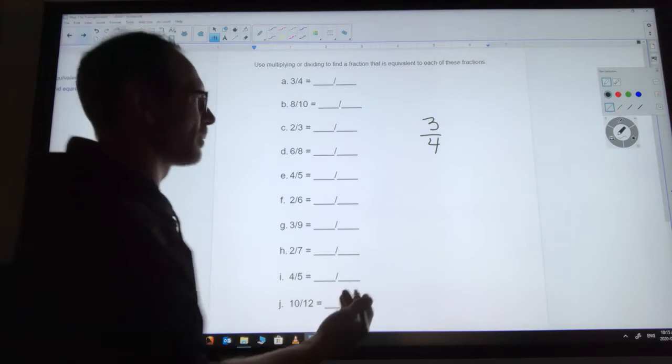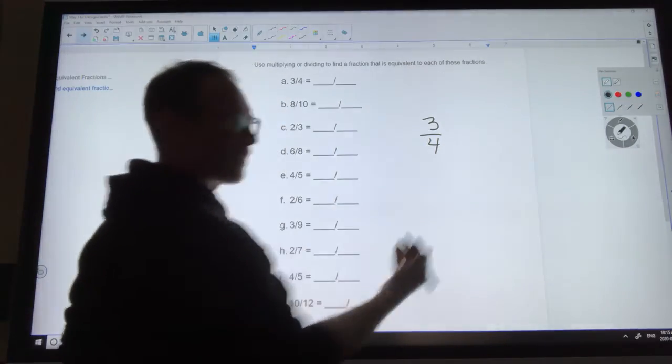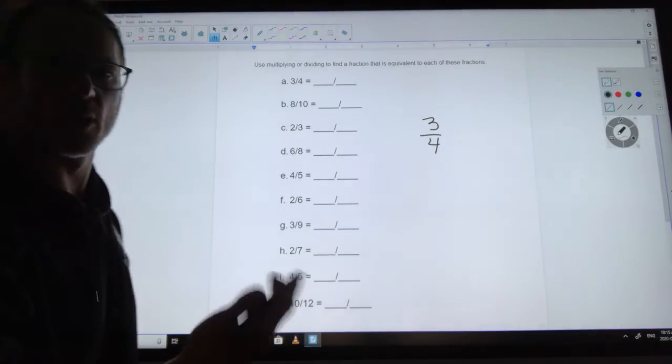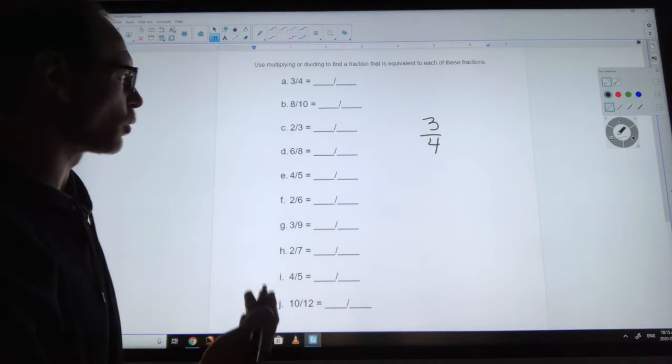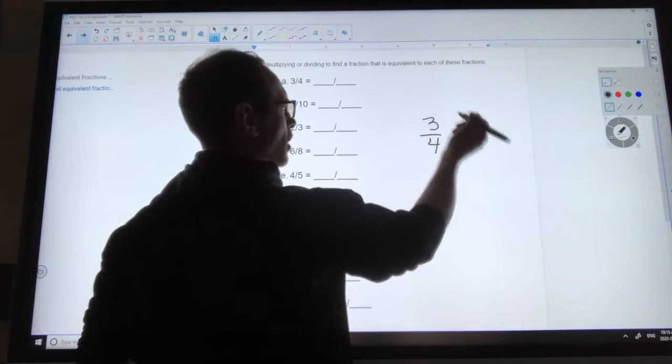For 3/4, I can't use division because if I tried to divide them by 2 or by 3, we wouldn't get a whole number. 3 divided by 3 is 1, but 4 divided by 3 is 1.33. So that doesn't work. So we'd have to use multiplication.